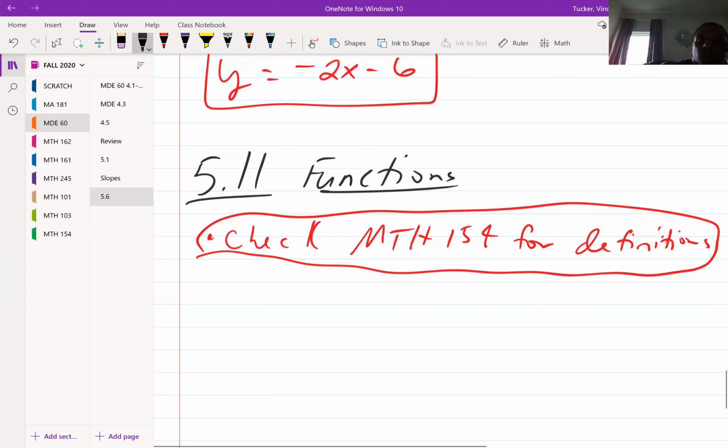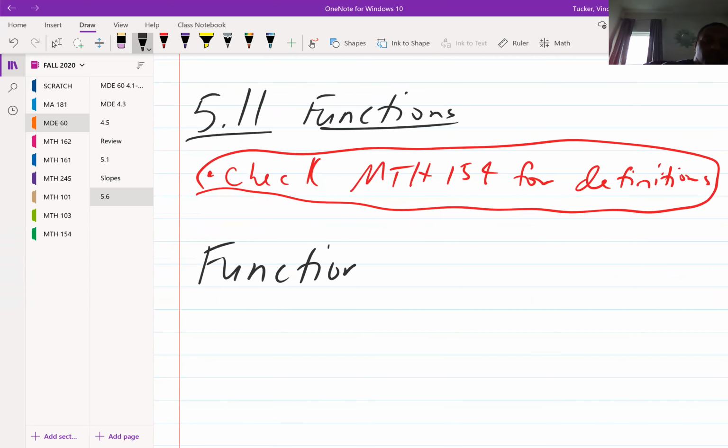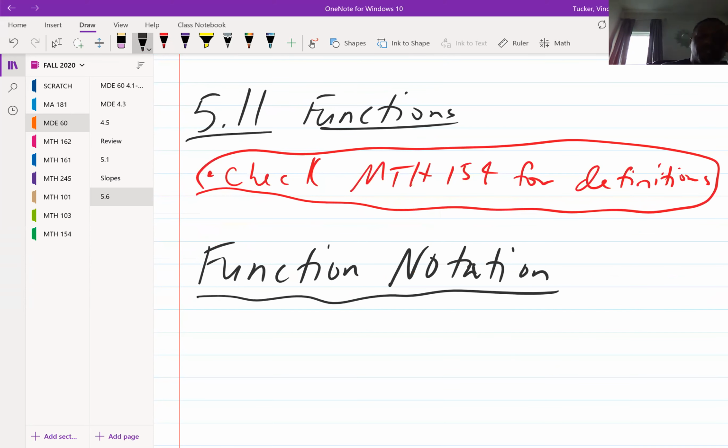All right, so let's go with function notation. All right, so this is for you guys, function notation.